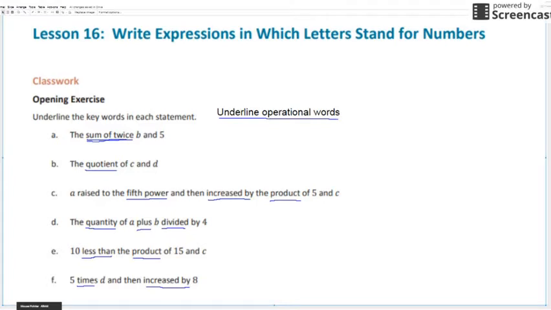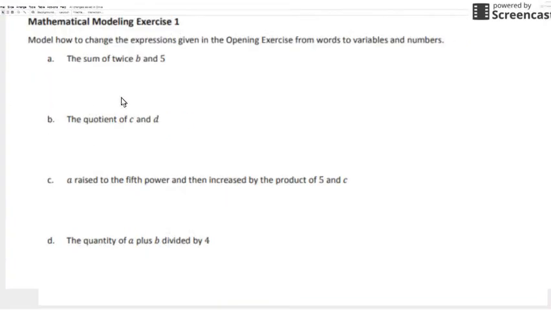All right, so if we look at the next part, we can then work our way down. It says modeling exercise 1. So now we're going to take the word phrases that we have and actually come up with an expression. So it says model how to change the expression using the opening exercises from words to variables and numbers. So now we're going to take the sum of twice b and 5, and now we're simply going to write out an expression.